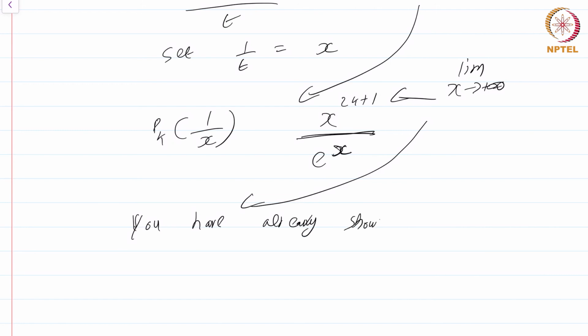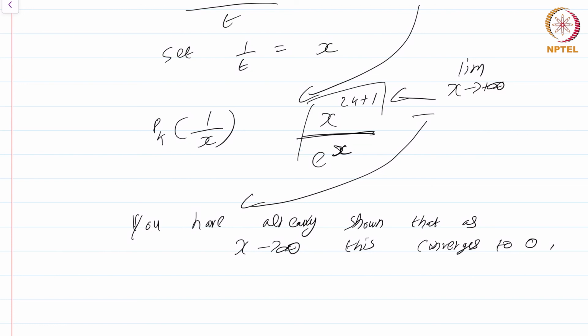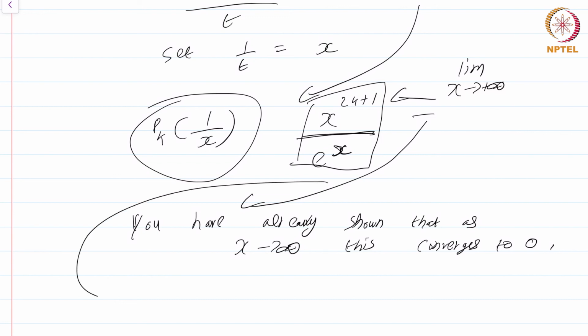You have already shown that as x goes to infinity, this quantity converges to zero. This is one of the exercises which was first given just for sequences in the chapter on sequences, and is again for functions in the chapter on continuity and limits. So this first term goes to zero. And this polynomial, as x approaches infinity, 1/x approaches zero, so it is going to go to some fixed constant. So this whole thing converges to zero.